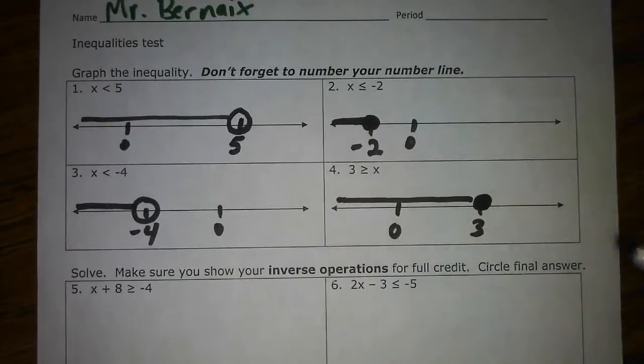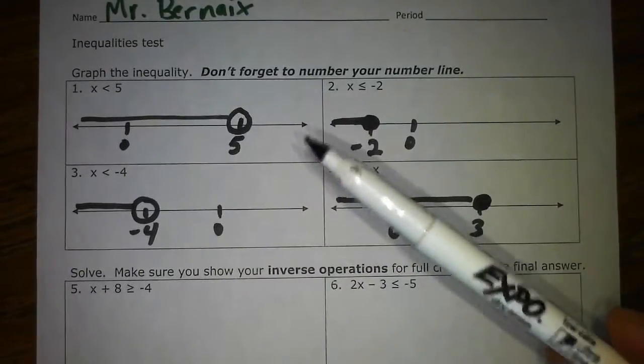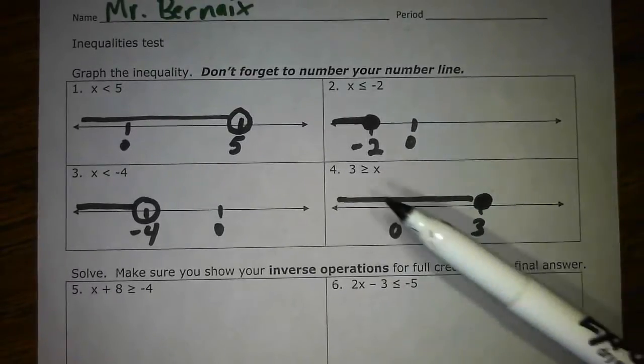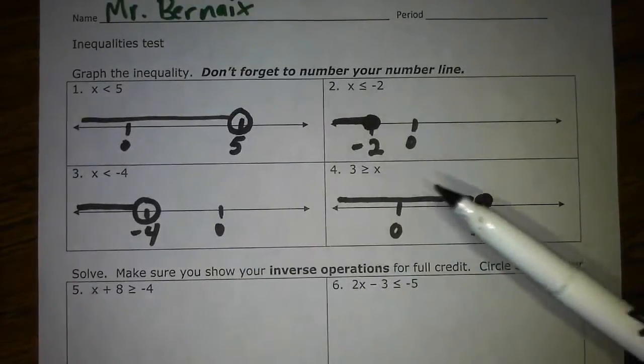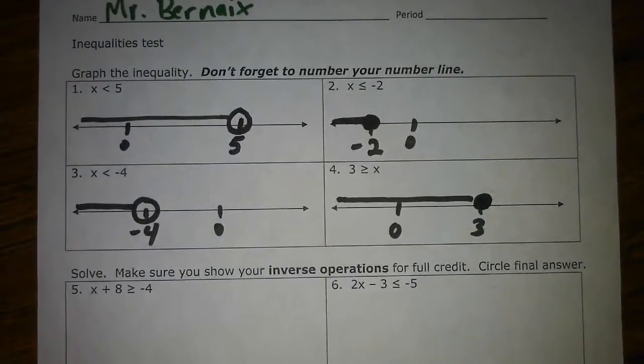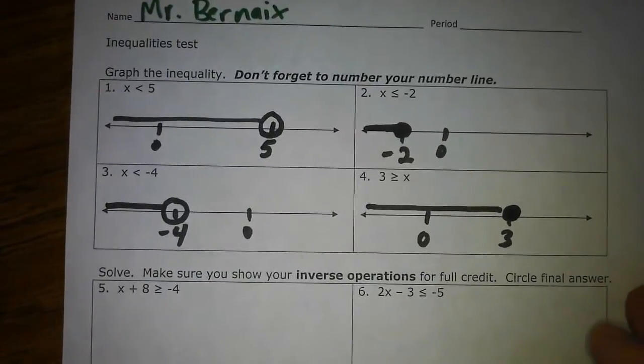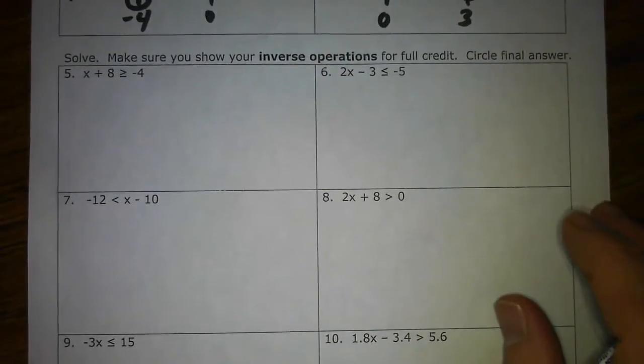Alright, so that first part, each question was worth 1 point. You got a half point for your circle being either closed or open, and a half point for the graph facing the correct direction. So that was 4 points total. Alright, moving on to the next section.